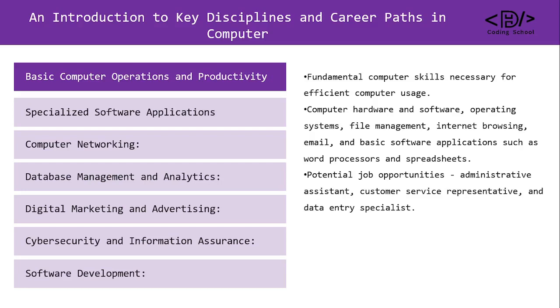The first discipline is basic computer operations and productivity. In this level, someone learns the fundamental computer skills necessary for computer usage. This is where you learn how to create a folder, how to navigate through a computer, how to install software, what a mouse is, what a monitor is. So at this level of computing, you are learning the basics.